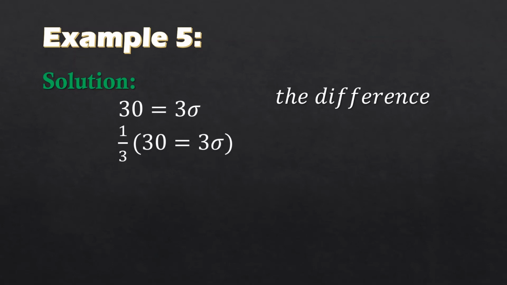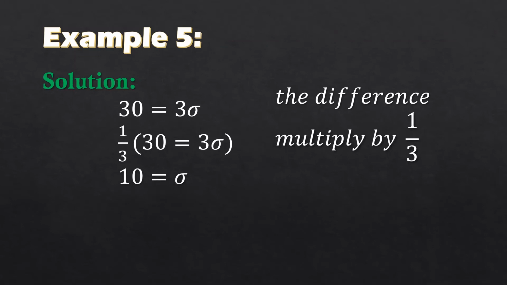Let's simplify and multiply 1/3 to both sides of the equation. Multiplying 1/3 to 30, we have 10. So 30 times 1 divided by 3 is equal to 10. Then 3 sigma times 1/3 is equal to sigma. So this is the simplified form, or the value, of our standard deviation.